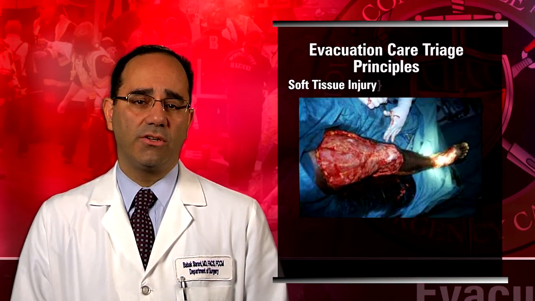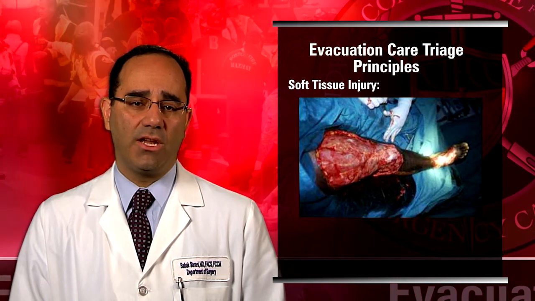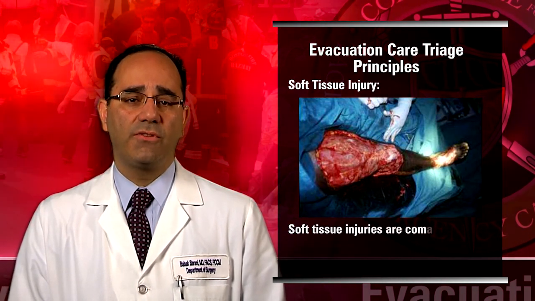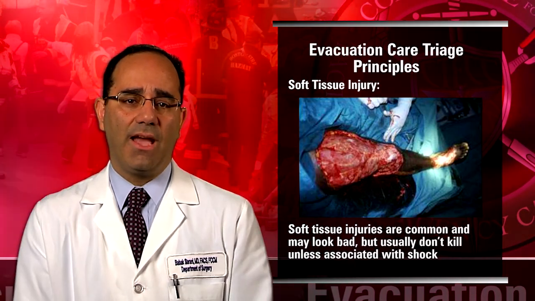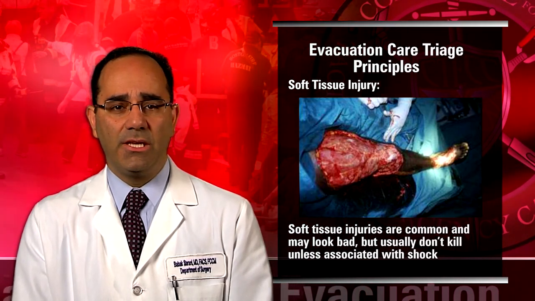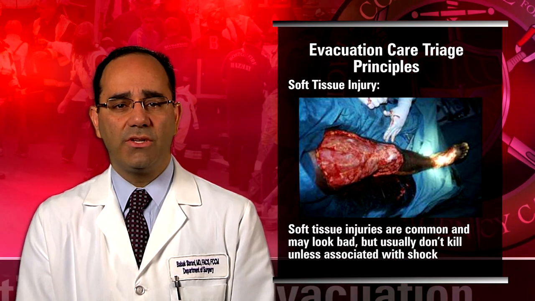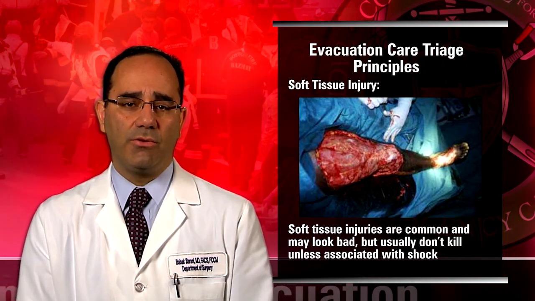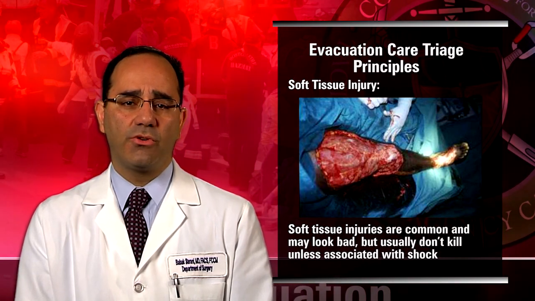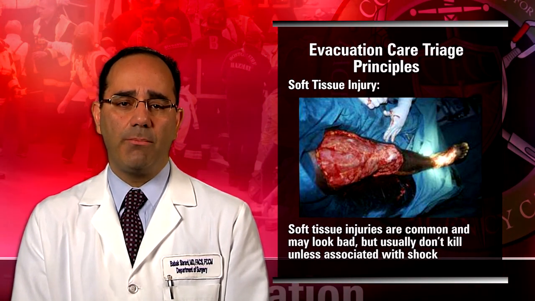The following are wounding principles that should be considered during triage in evacuation care. Soft tissue injuries are very, very common in mass casualties, and they may appear very severe, but as a whole, soft tissue injuries are not immediately life-threatening unless there is severe exsanguinating hemorrhage. Patients with controlled soft tissue injuries can be a lower priority for evacuation.